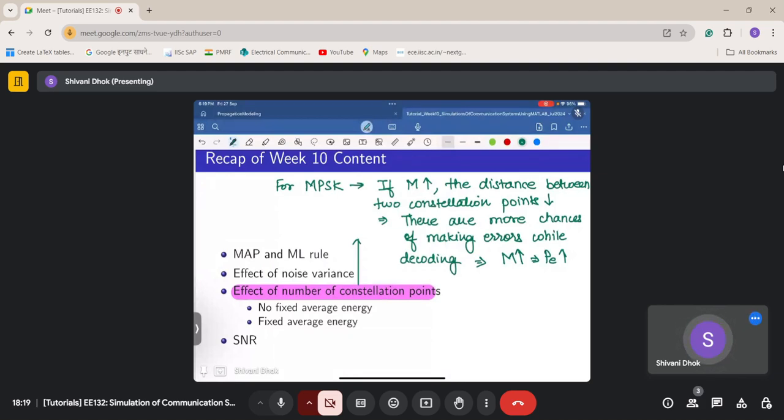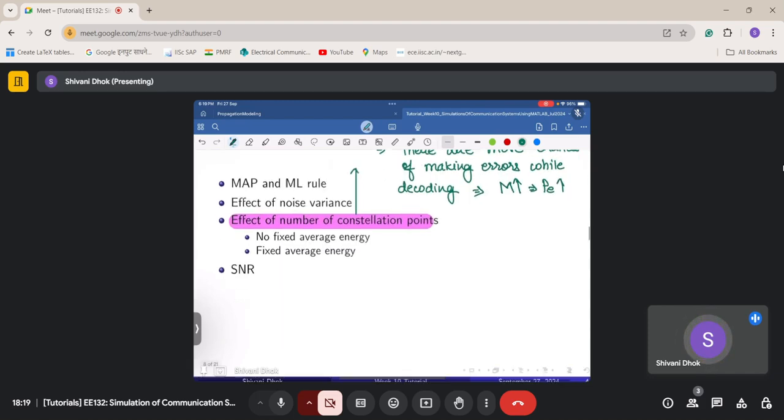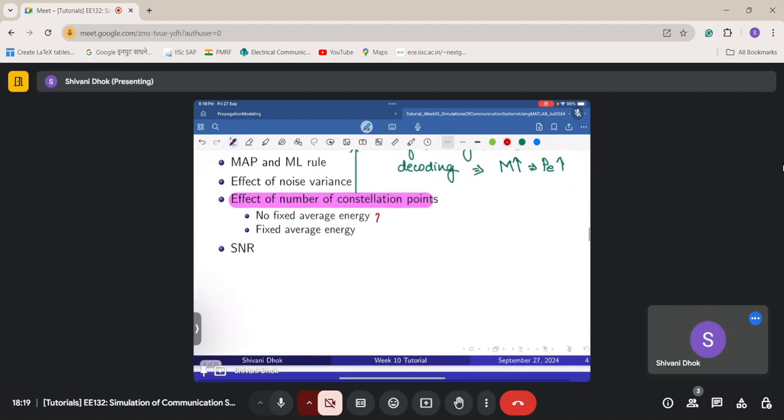So if you're using the same energy, if you add to the number of constellation points in MPSK, fixed energy or no fixed energy doesn't matter. These two points matter when symbols have different energies.